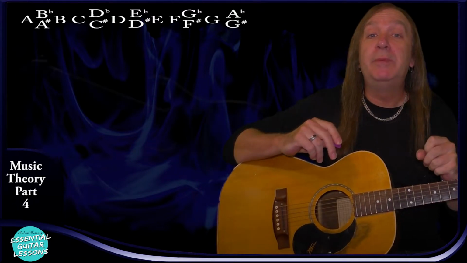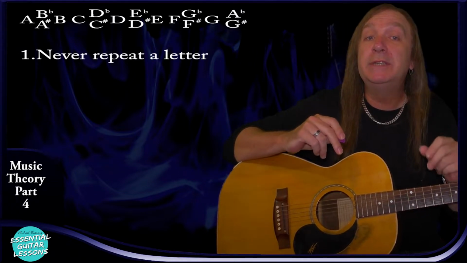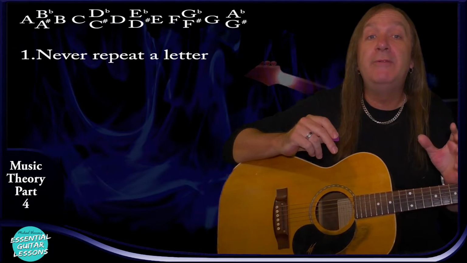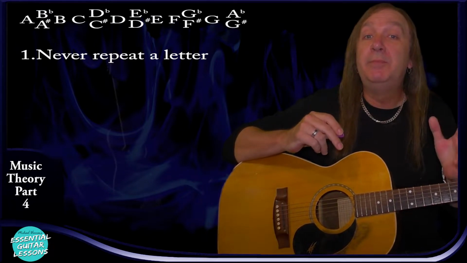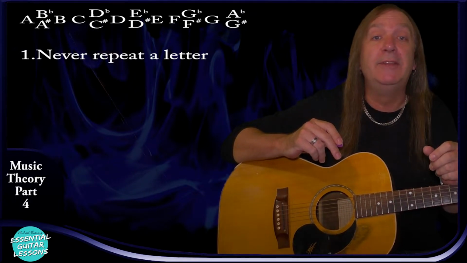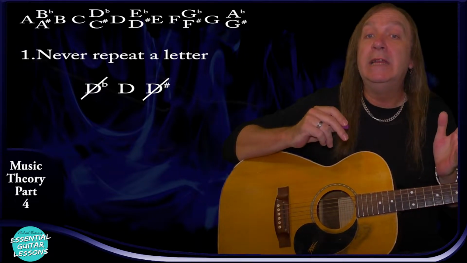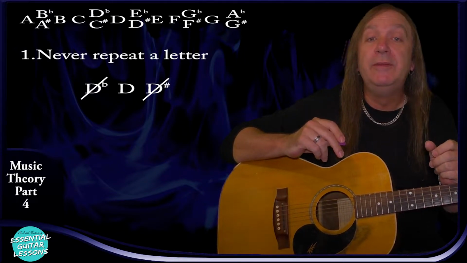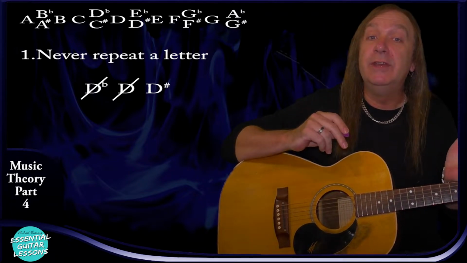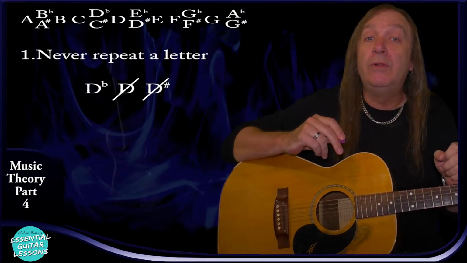So let's start with a couple of rules. We must remember, first, you can never repeat a letter. Now I say letter instead of note, because for each letter there is a sharp and a flat for that letter, except for B and E, which we don't have a sharp, and C and F, which we don't have a flat. So if there's a D in the scale, there can't be a D sharp or a D flat. If there's a D sharp, there can't be a D or a D flat. If there's a D flat, there can't be a D sharp or a D. And that goes for all the letters.